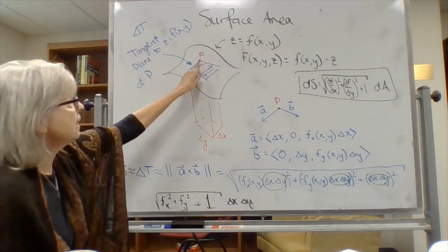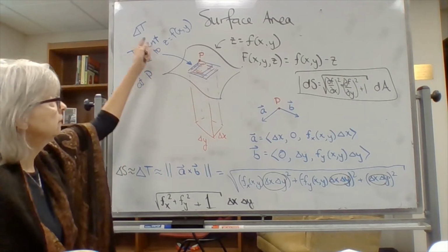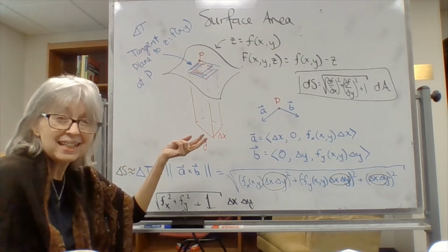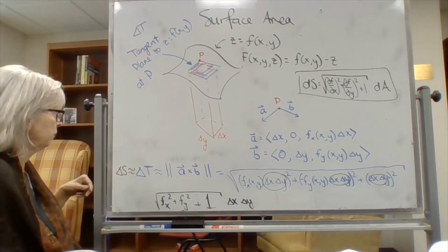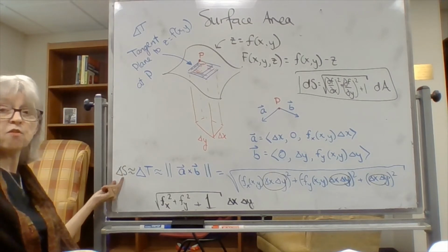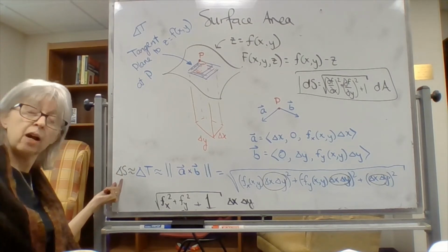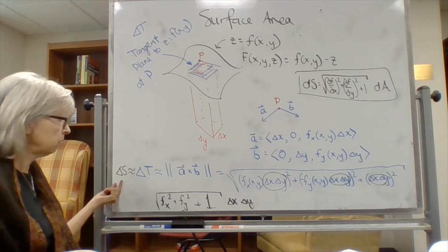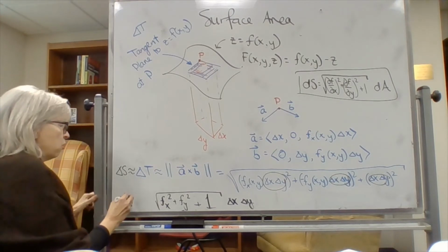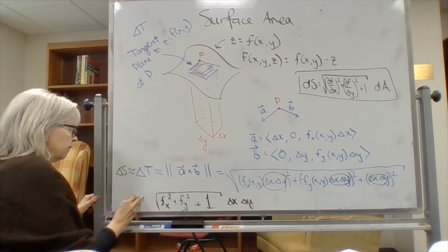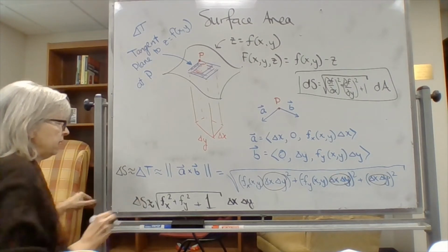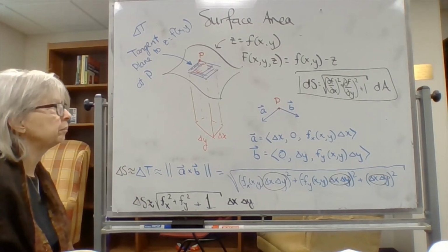So I called this delta t because it's kind of like a tangent plane. It's an estimate for the area of the swatch I cut out. And so delta S can be approximated by that square root.